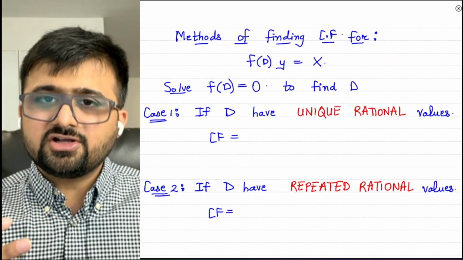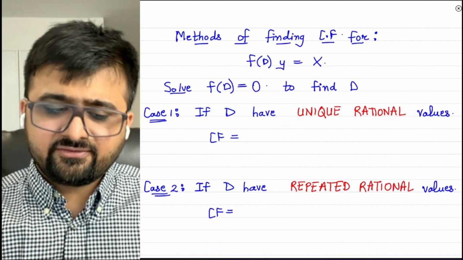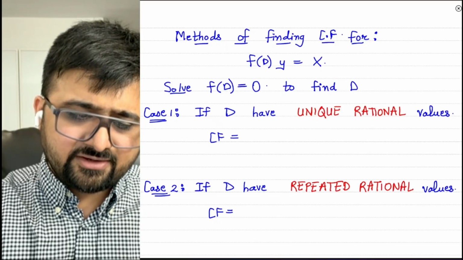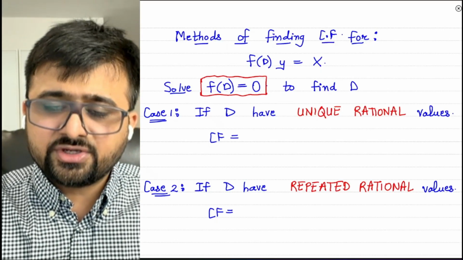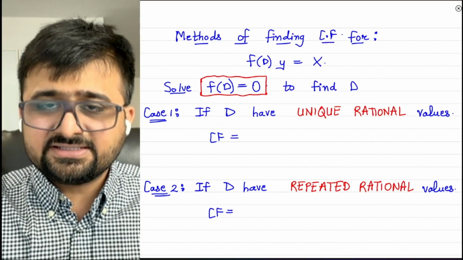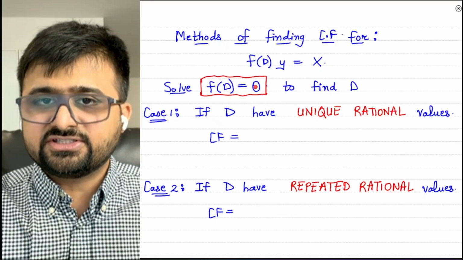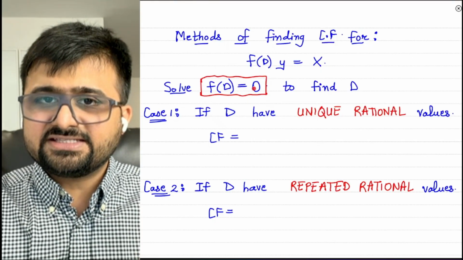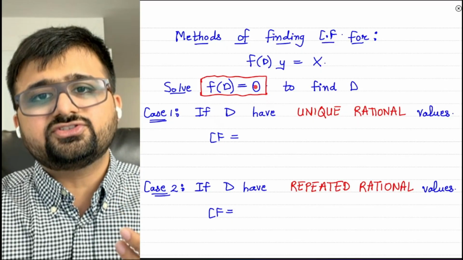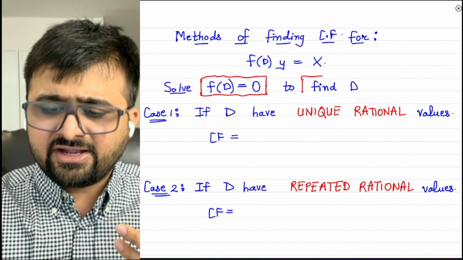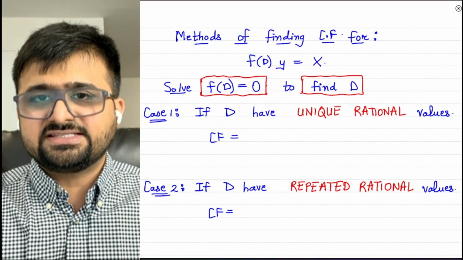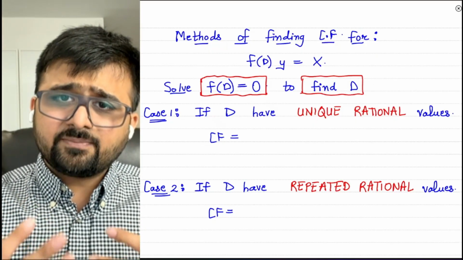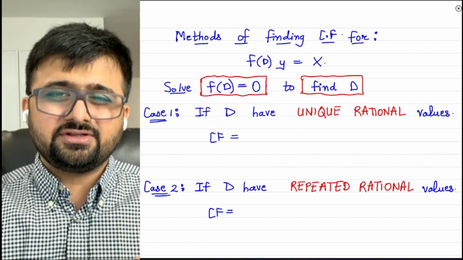Now let us go into the different cases of calculating the complementary function. The first step is to find the roots of the auxiliary equation. If you remember, the auxiliary equation is given by f(D) = 0. So we solve this equation f(D) = 0, in other words we find the roots and the value of D. Depending on the values of D that come out, these cases arise.